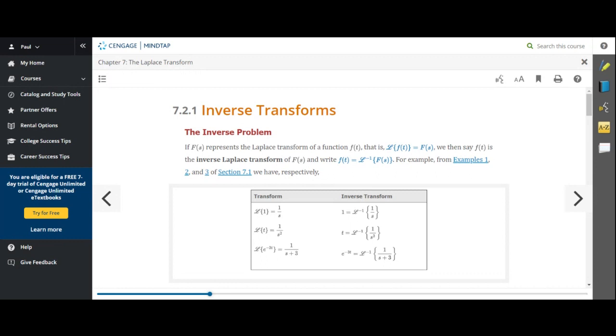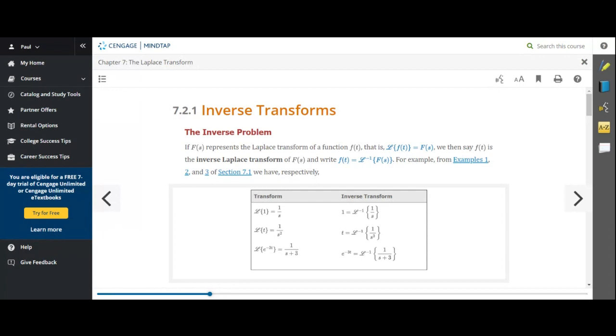And that's based on a table given in section 7.1, theorem 7.1.1. Also, if we can take a Laplace transform of a function of t and get a function of s, we ought to be able to take an inverse Laplace transform of the function of s and get back the original function f of t. And you can see here, based on the table, that's what they're doing.